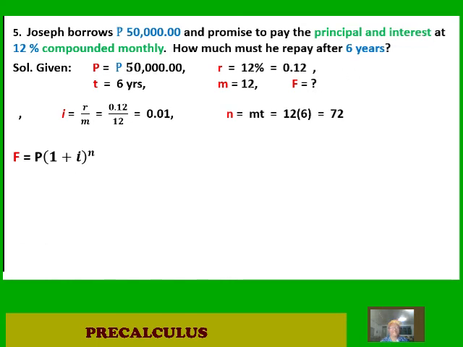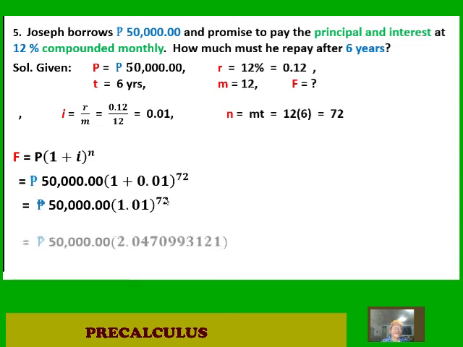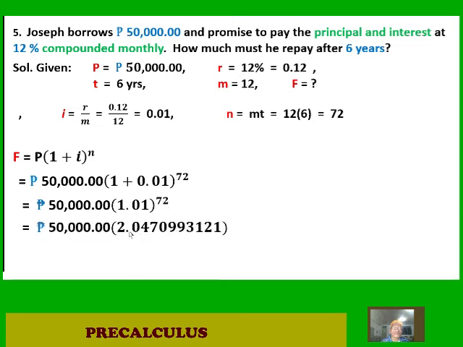This is the formula. Substitute the principal, P, 50,000. I is 0.01, N is 72. Add these two. Then raise to 72. This is the number. This is the result, times 50,000. So the future maturity value is 102,354.97 pesos.